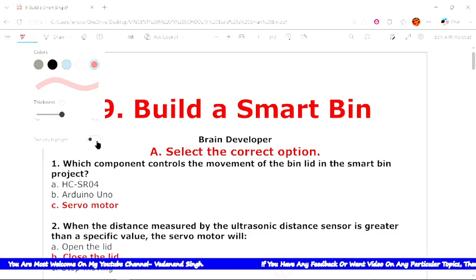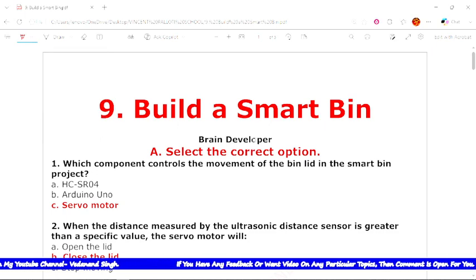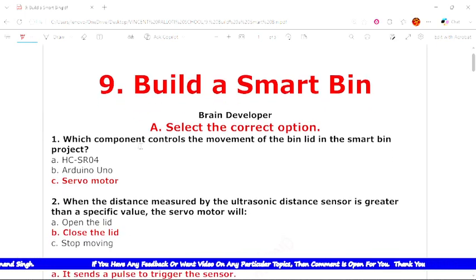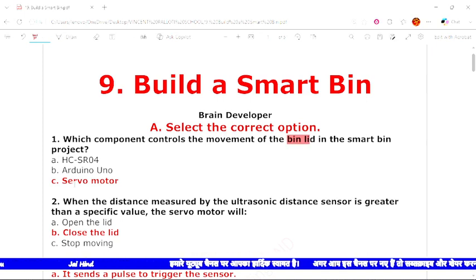Today we are going to solve the whole exercise of chapter number 9, Build a Smart Bin, of subject Computer, class 7. A-type question, select the correct option. First, which component controls the movement of the bin lid in the smart bin project? Option C, servo motor.